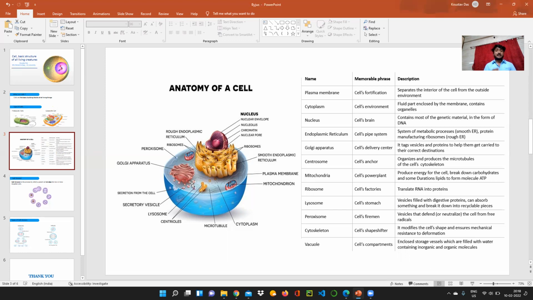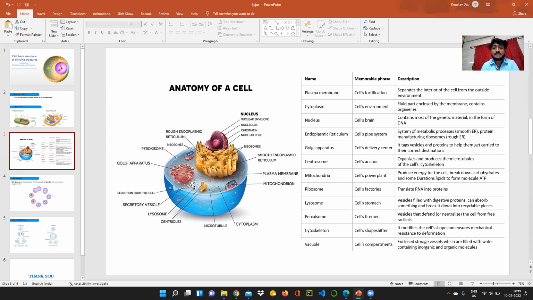The centrosome is the anchor of the cell, which helps us to form the microtubules, which give the cell mobility. Mitochondria is the powerhouse of the cell. It gives us the energy to do work. The mitochondria basically synthesize ATP from carbohydrates and a bit of lipid. This ATP, adenosine triphosphate, is also known as the energy coin.